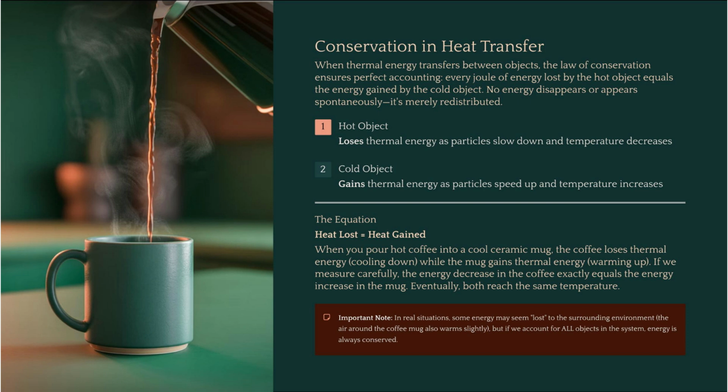In a transfer scenario, the conservation law is very specific. Heat lost equals heat gained. Imagine a hot metal coin dropped into a beaker of cold water. The coin will rapidly lose thermal energy, and the water will gain that exact amount of thermal energy. The overall thermal energy of the coin-water system hasn't changed. It's just been redistributed until they reach a balance.